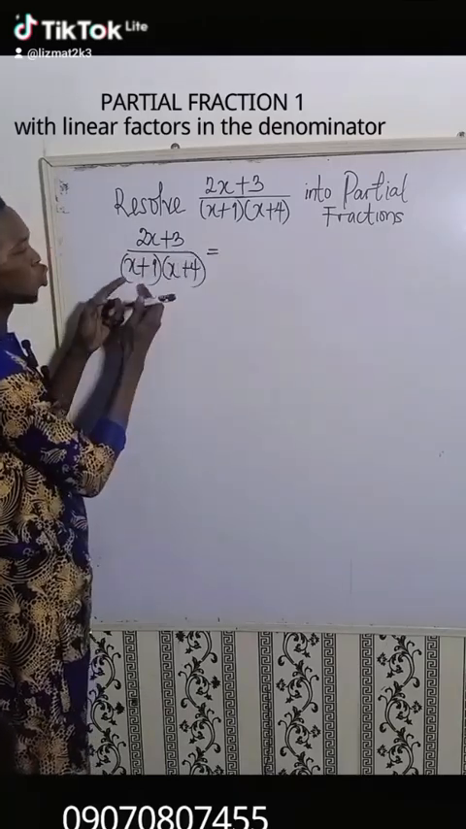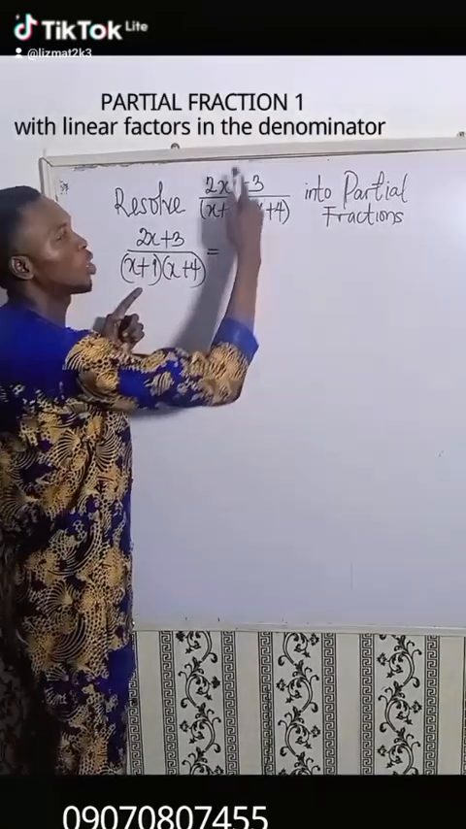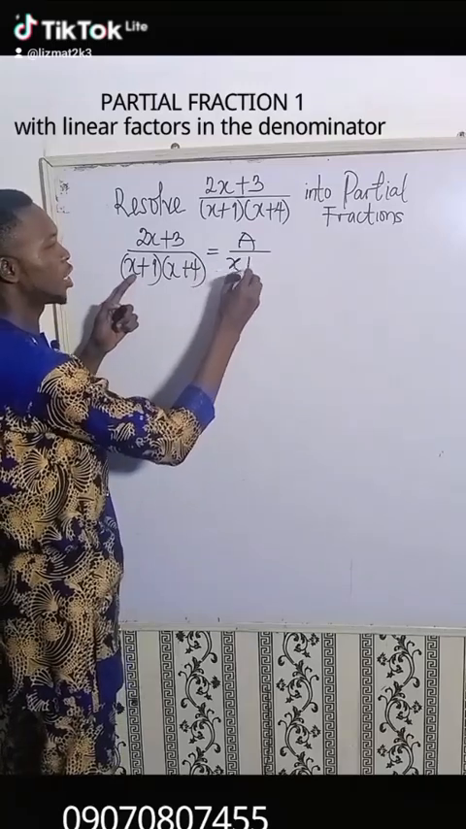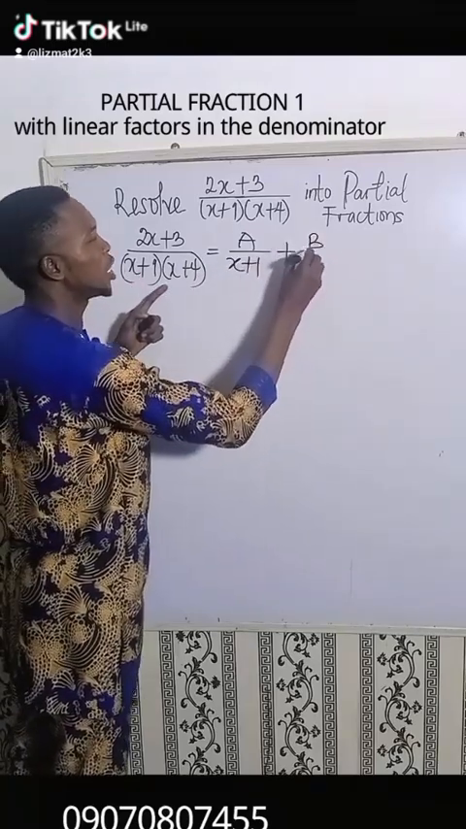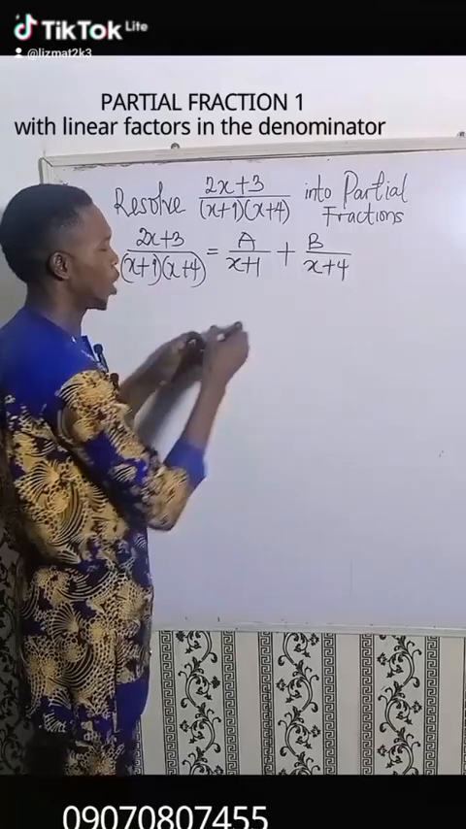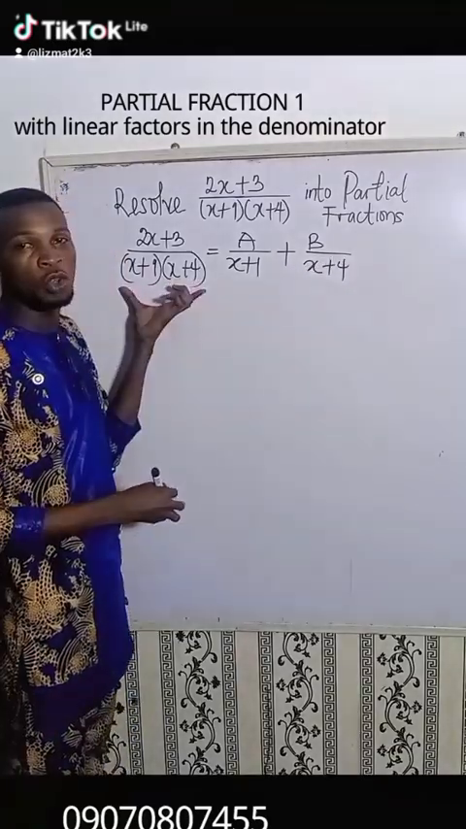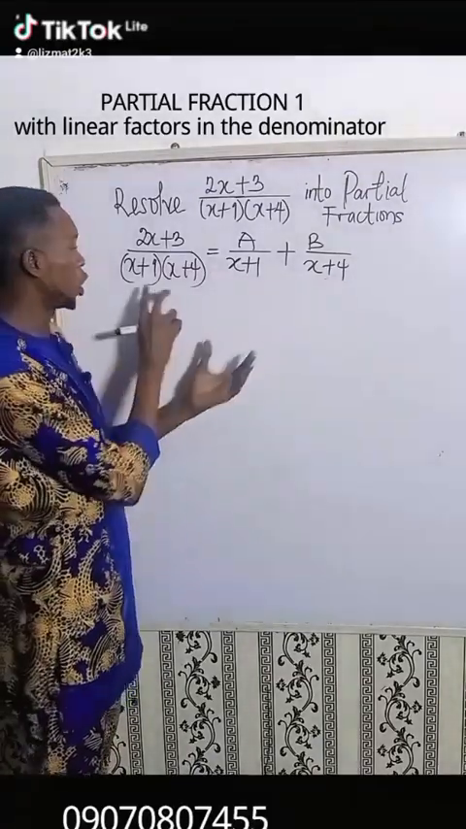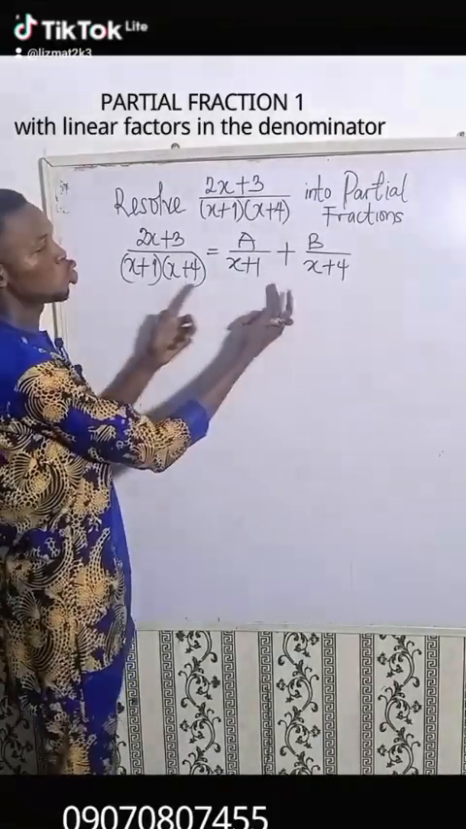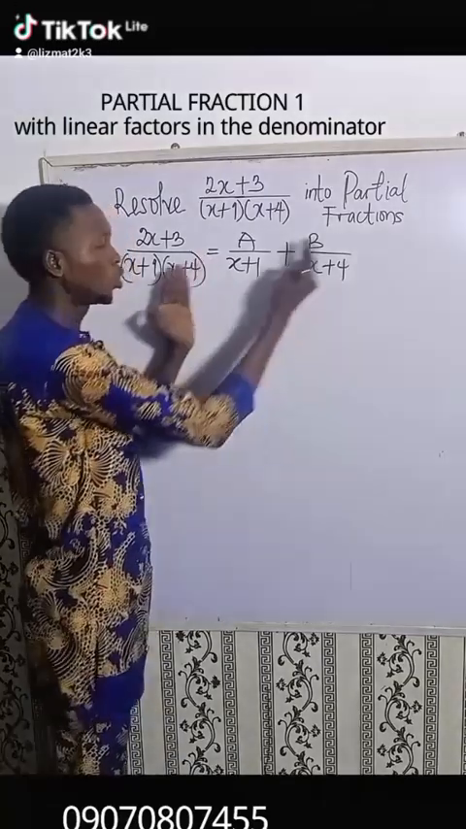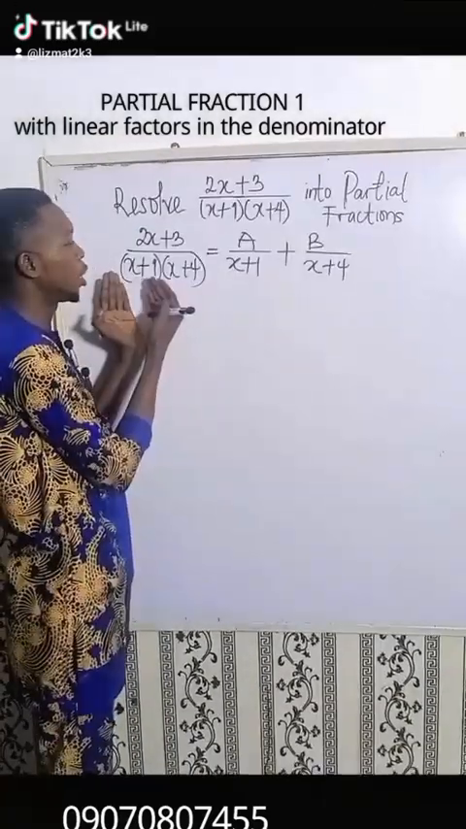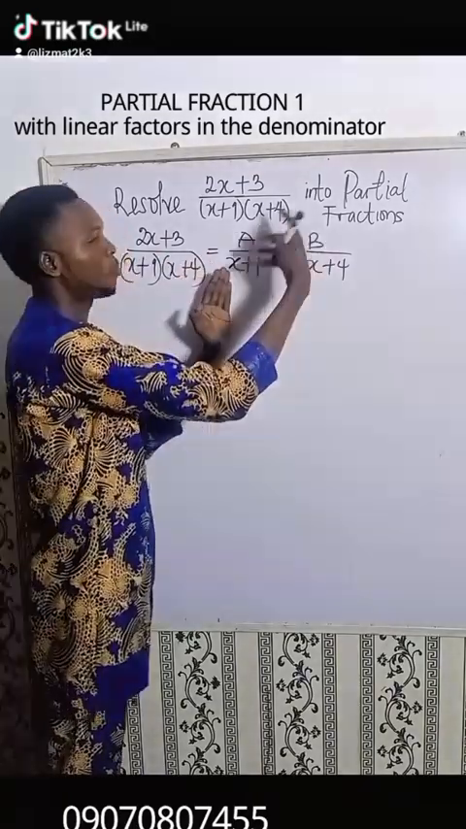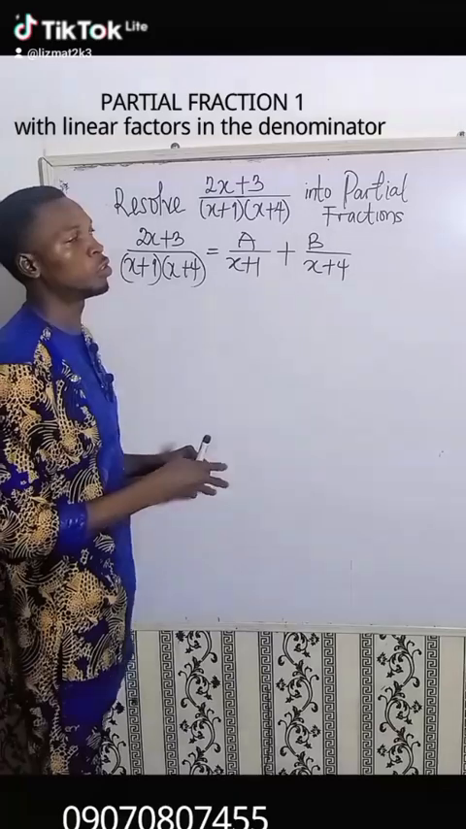So how many linear factors do I have here? I have 2. It means that there will be 2 partial fractions. So I can express it as A divided by the first linear factor plus B divided by the second linear factor. Whenever the denominator is made of linear factors, this is how you decompose it into partial fractions. If there are 3 linear factors, we will have 3 partial fractions. So the number of linear factors in the denominator will determine how many partial fractions we have while solving. All right.